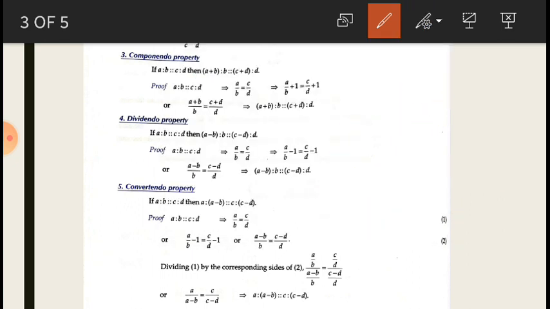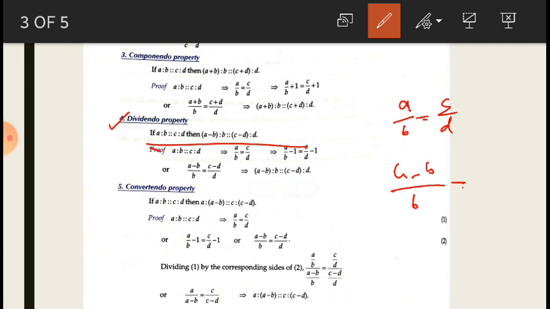Now a similar property is the dividendo property. The condition is the same: a by b equals c by d. Then you have to prove that a minus b is to b is in proportion to c minus d is to d. That means a minus b divided by b equals c minus d divided by d. You need to prove that.